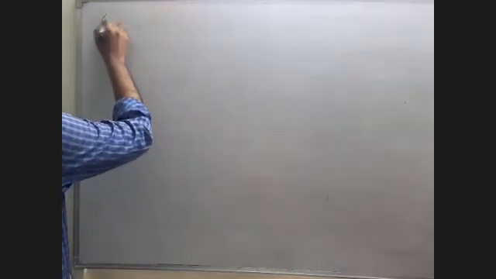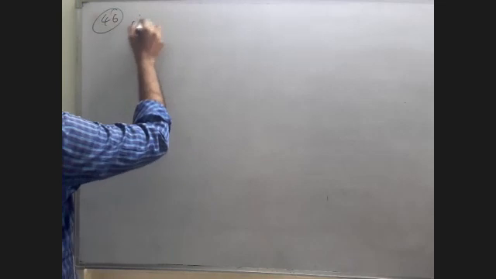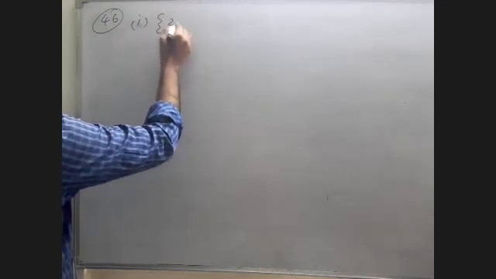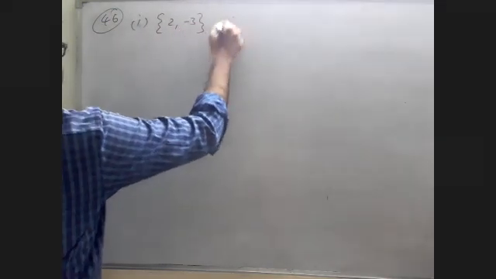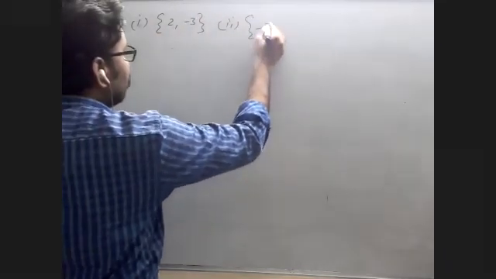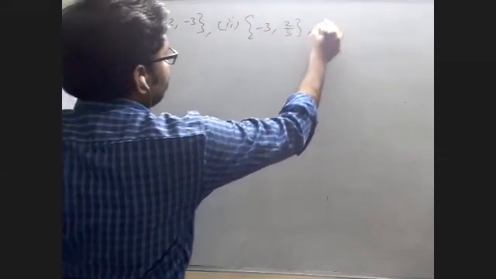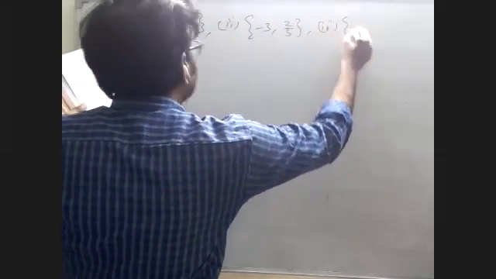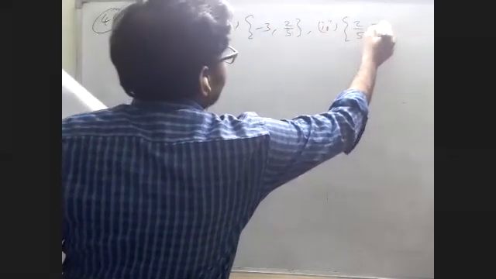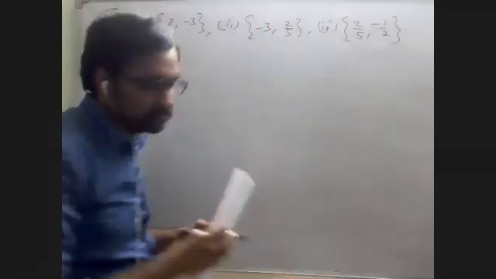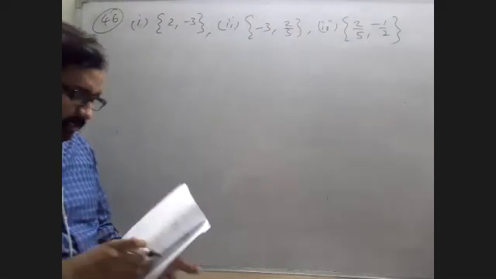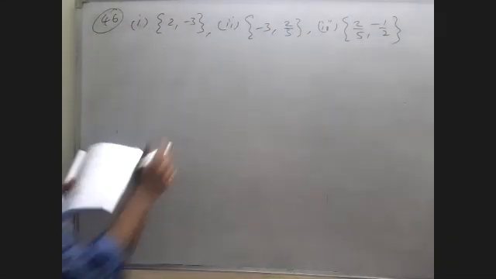Now we have one bit, question number 46. We have three questions. Which one do you want? First one, given two roots, 2 and minus 3. Second one, given two roots, minus 3 and 2 by 5. And the third one, given two roots, 2 by 5 and minus 1 by 2. I will give you only one, select one only. And one example is there, I will give that also.